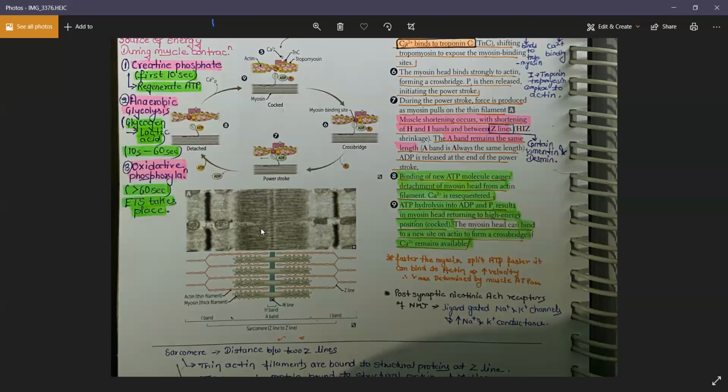So remember the H band, which is in the center, the I band, which is a lighter band, and the A band, which is a darker band. And then you have two Z lines. In between the two Z lines, you have the sarcomere.